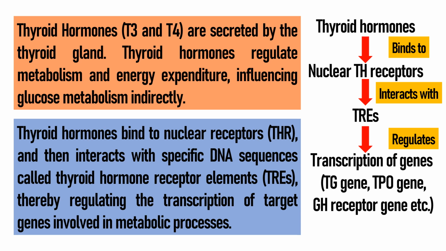Thyroid hormones are secreted by the thyroid gland. Thyroid hormones regulate metabolism and energy expenditure, influencing glucose metabolism indirectly. Thyroid hormones bind to nuclear receptors, and then interact with specific DNA sequences called thyroid hormone response elements, thereby regulating the transcription of target genes involved in metabolic processes. Transcription of many genes is regulated by thyroid hormones, including the thyroglobulin gene, TPO gene, growth hormone receptor gene, etc.